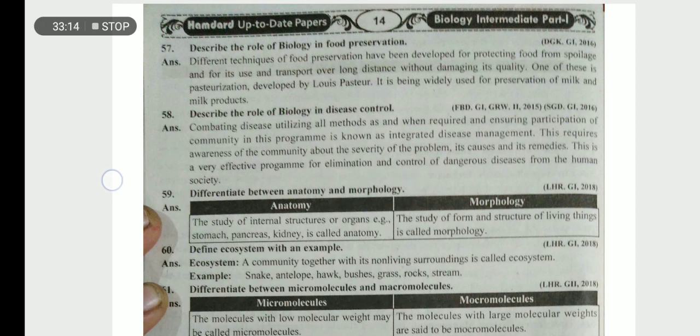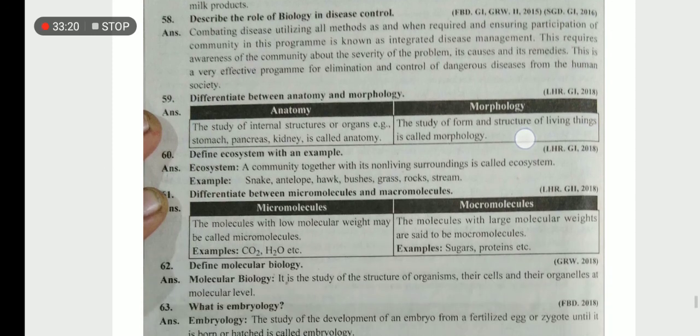Differentiate between anatomy and morphology. Anatomy is the internal structure of the organisms and morphology is the external structure of the organisms.